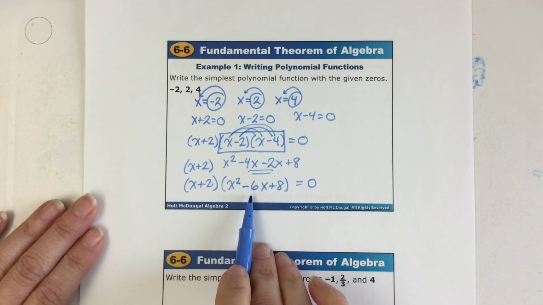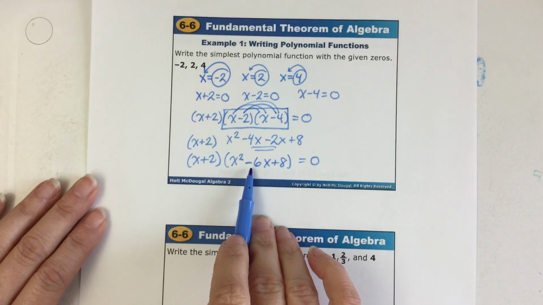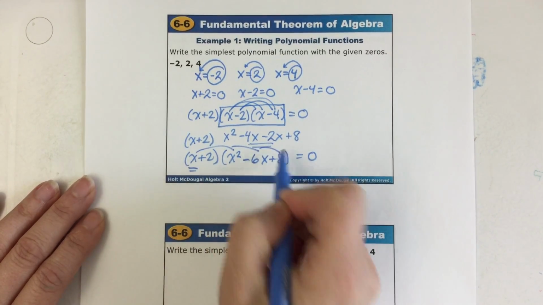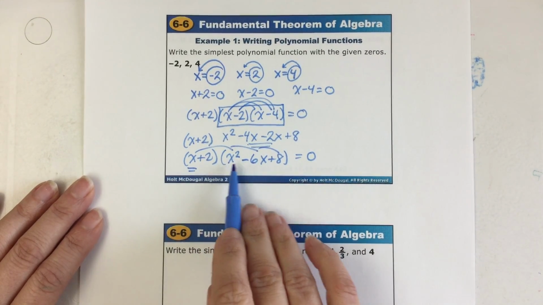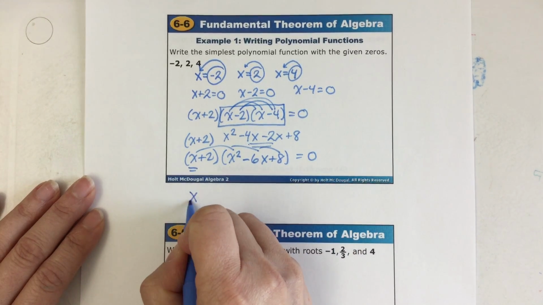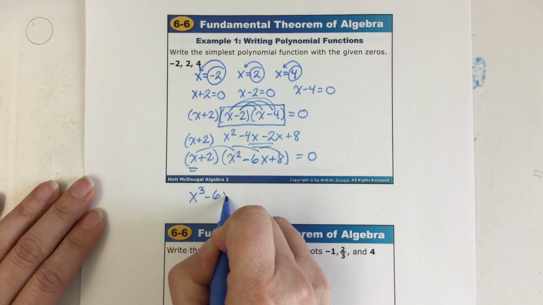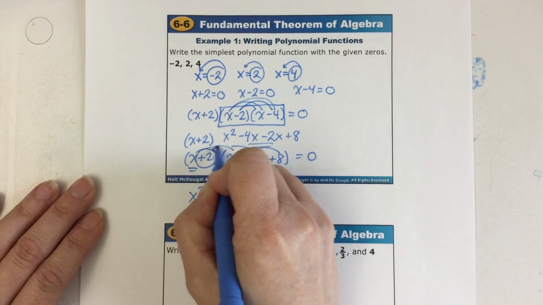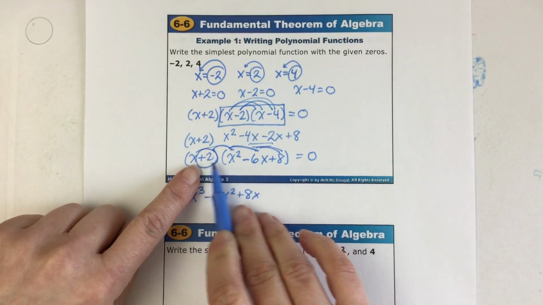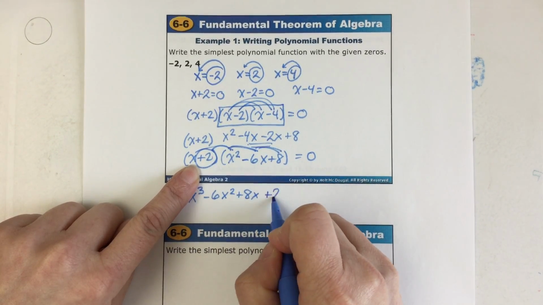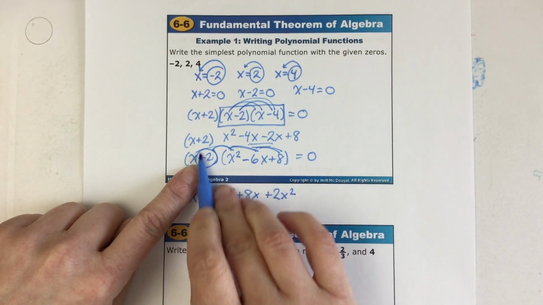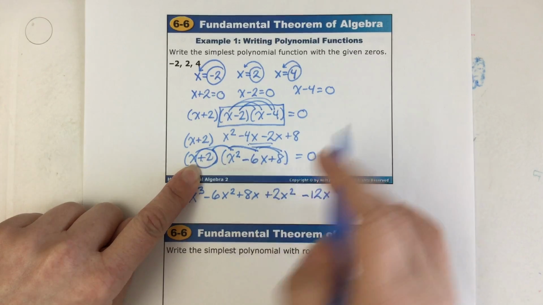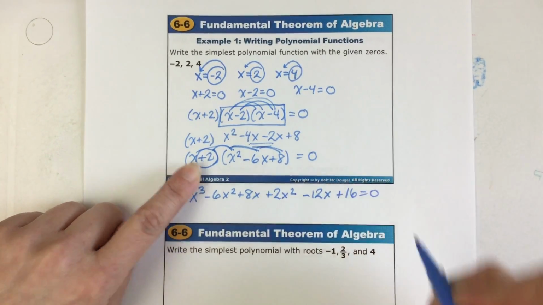Now I need to multiply these together. I cannot FOIL it because it's 2 terms by 3 terms, so I need to distribute. First, the x goes into every term, so I give each of these terms one more x, making it x cubed minus 6x squared plus 8x. Now I need to take a +2 into everything. 2 times x squared is 2x squared. 2 times -6x is -12x. 2 times 8 is 16.